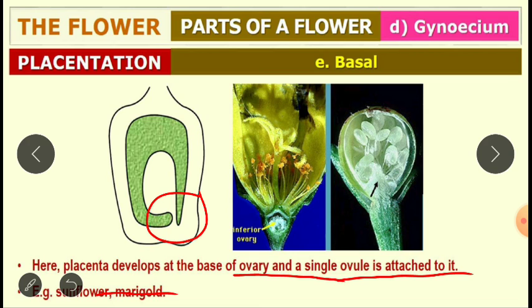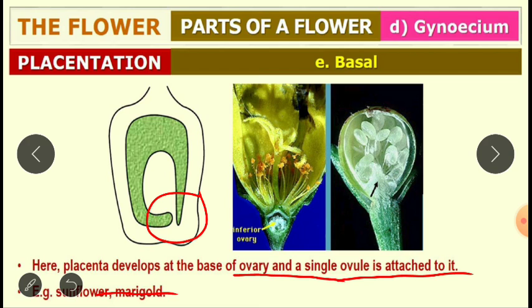Marigold is your jhandu what we call. So, here there is going to be only one ovule attached at the base. Hence it is going to be called the basal type of placentation. So, here the placenta develops at the base of the ovary and a single ovule is attached to it. So, that is basal placentation.